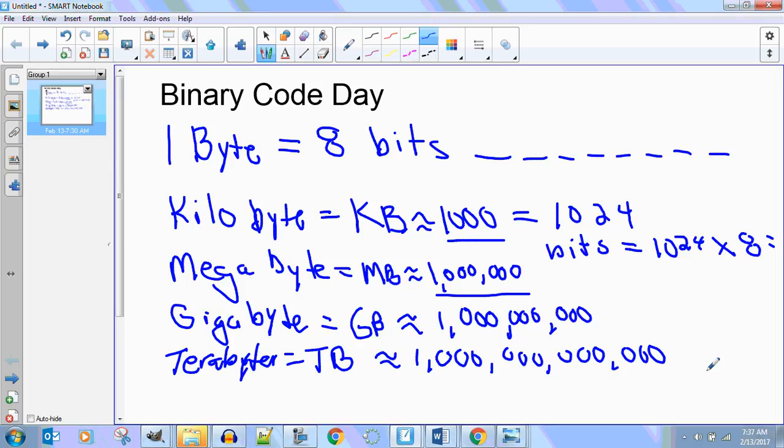Two 1,000s multiplied together is a megabyte. Three 1,000s multiplied together is a gigabyte. Four 1,000s multiplied together is a terabyte. If you guys want extra credit tonight, multiply out 1024 times 1024 times 1024. Okay?